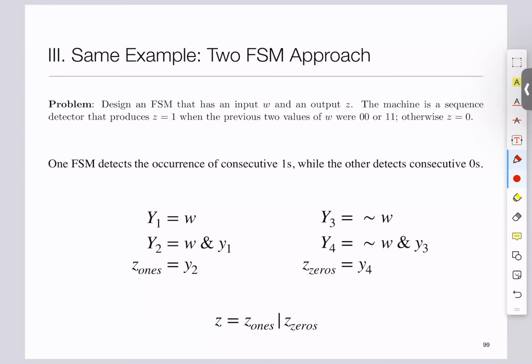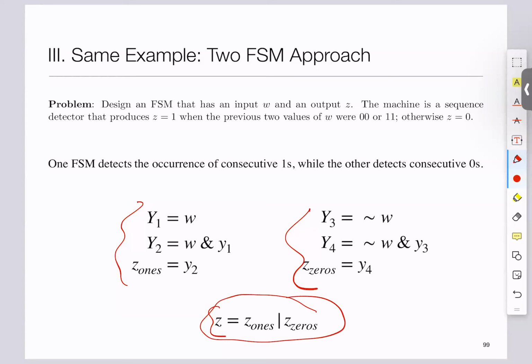In this case, the problem stated that I want to output 1 if the preceding 2 inputs are either both zeros or both ones. So one way to approach it is to say there are 2 worker FSMs. One is tasked with 0, 0, and the other with 1, 1. Those FSMs are super simple to implement, it turns out. Then my overall machine says output Z is true if either one of them says true. So I make Z equal to this.